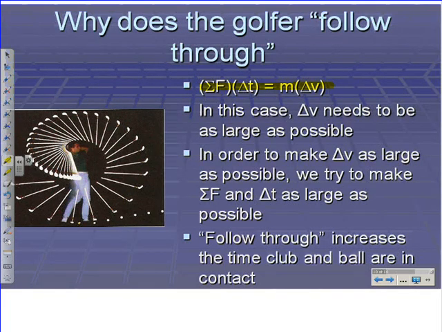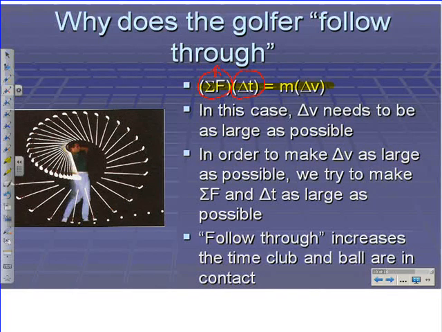So if we're trying to make delta v as big as possible, delta v causes a change in the momentum. Remember that change in momentum is caused by impulse. And impulse is a result of two things: the net force applied to that object and the time over which that force acts. By swinging the club hard, that takes care of making sigma F as big as we can.